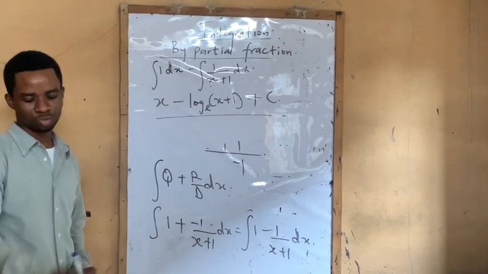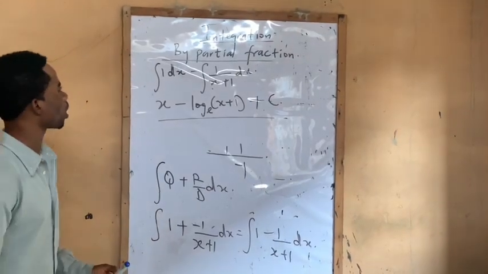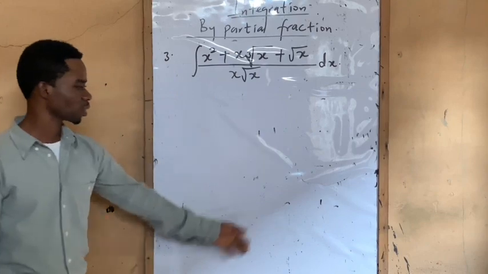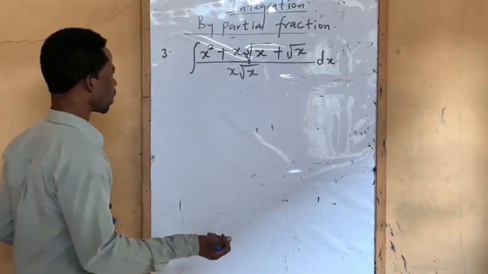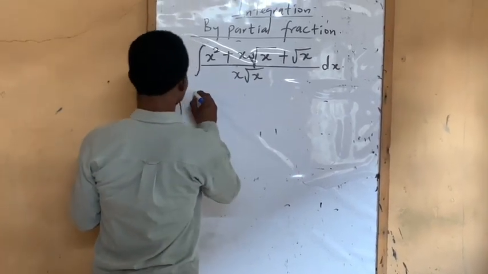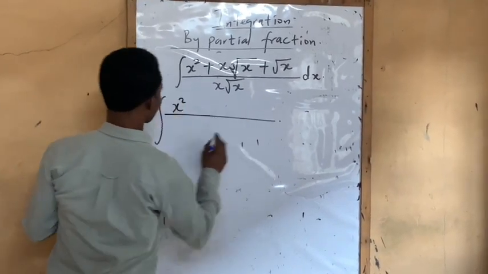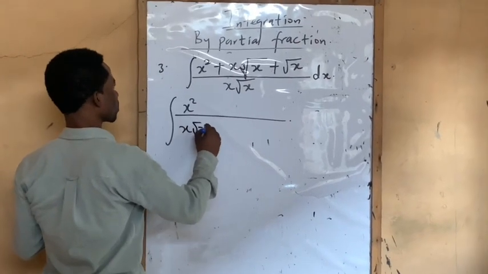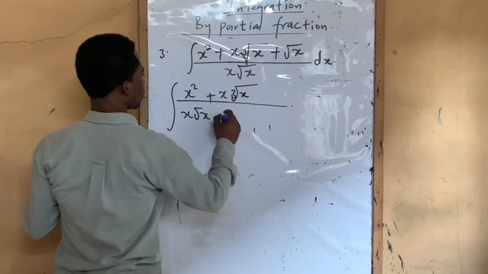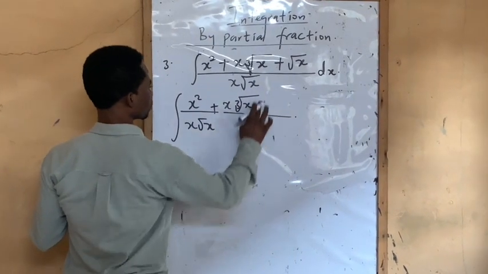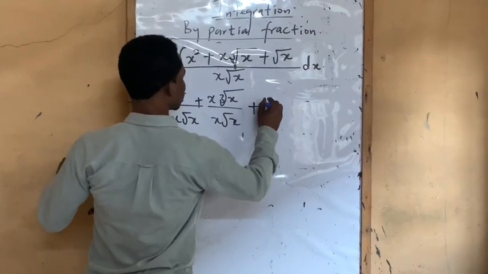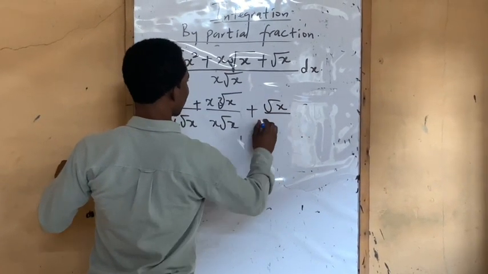Let's take 1 or 2 more for this kind of integration by partial fractions. Now let's look at these kinds of integrations. It's as simple as it is. We just distribute this denominator to all of them. That will be x squared all over x root x, plus x cube root of x all over x root x, plus root x all over x root x.